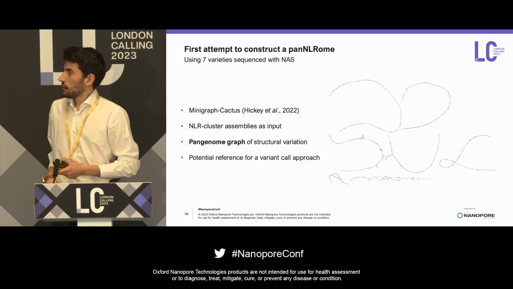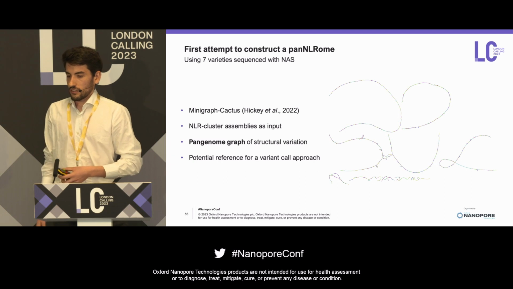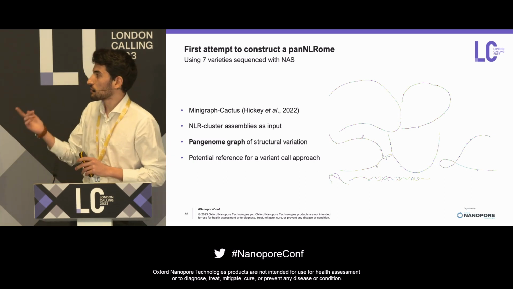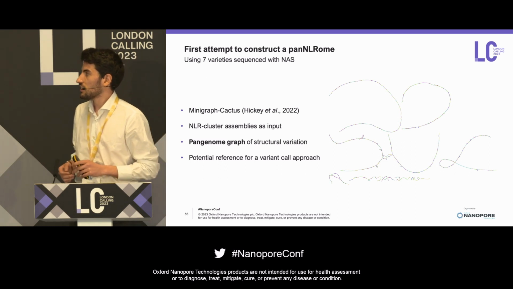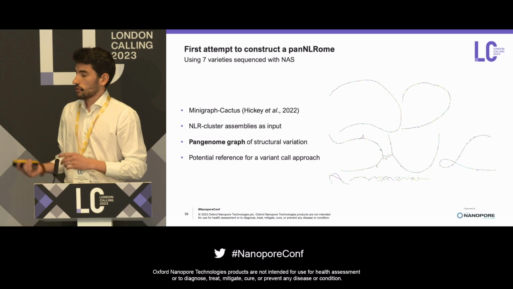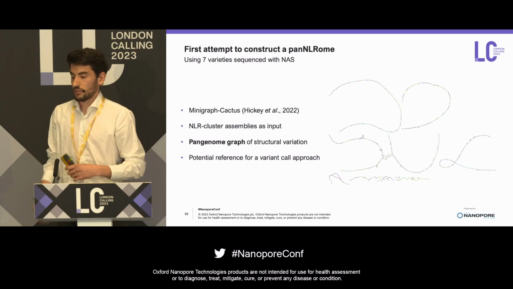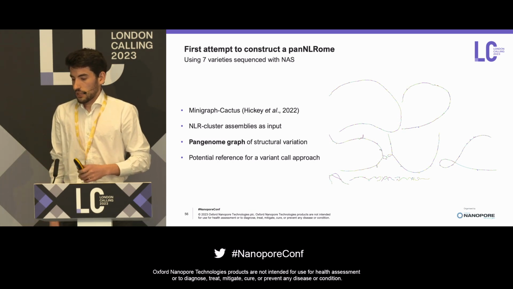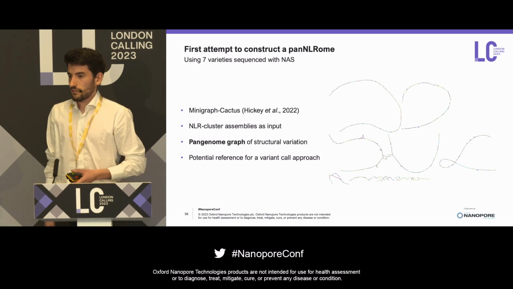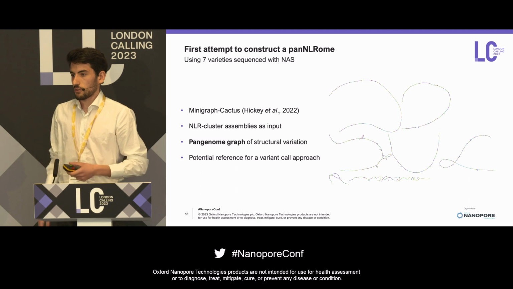And here I show a first attempt that we did to build a pan-NLRome graph. For that we used only seven varieties, and we used the tool Minigraph-Cactus. It's only the first attempt that we did, so we still need to work on this. But probably what we plan to do is to use this pan-NLRome graph as a reference for variant calling.